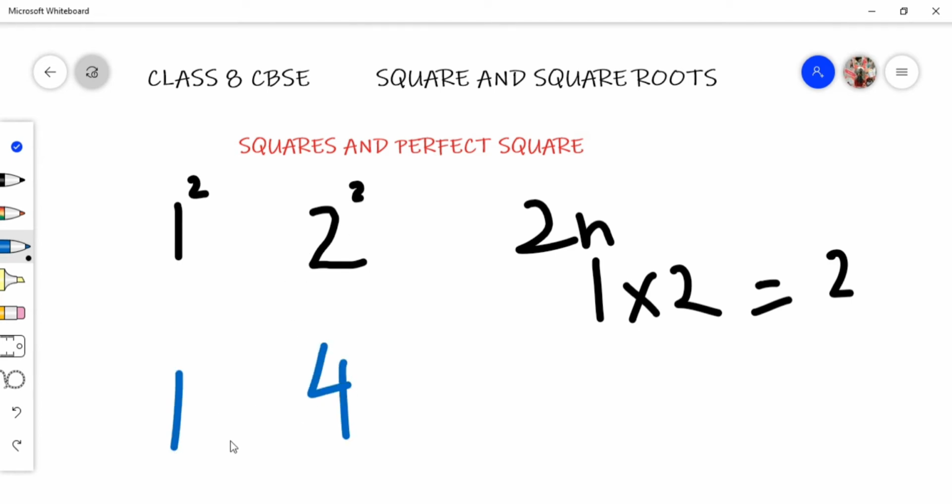How many numbers are there in between them? 2 and 3. And as I said, 2 and 3 are both non-perfect square numbers. They are not perfect square numbers. This means that between n squared and n plus 1 squared, there are 2n non-perfect square numbers. I guess this is a little bit clear to you. To make it more understandable, I will give you one more example.